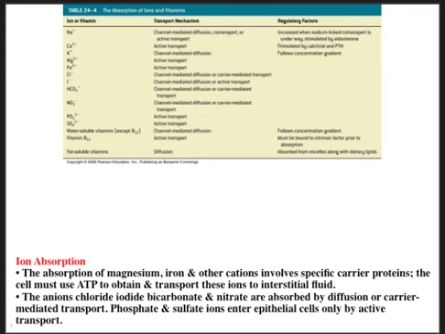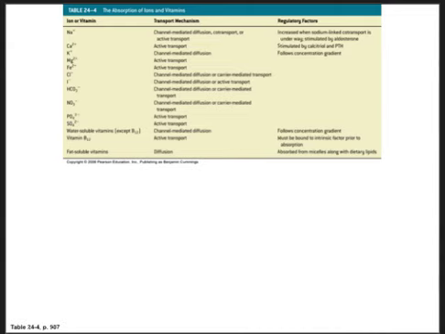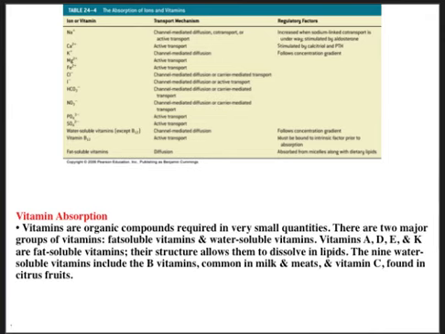The anions chloride and iodide, as well as bicarbonate and nitrate, are absorbed by diffusion or carrier-mediated transport. Phosphate and sulfate ions enter epithelial cells only by active transport. How about the vitamins? These are organic compounds required in tiny amounts, but they're very important. As we said, they're coenzymes and cofactors. They help enzymatic reactions go.